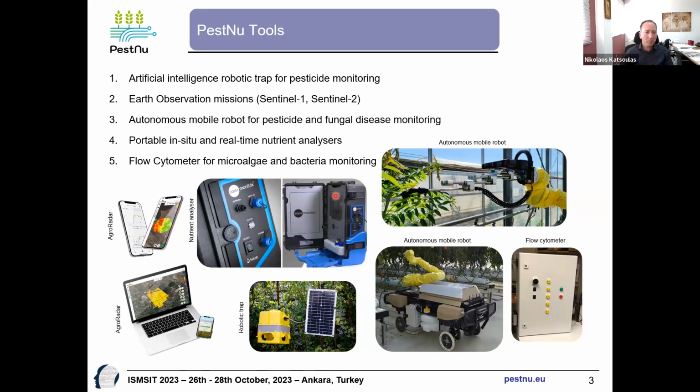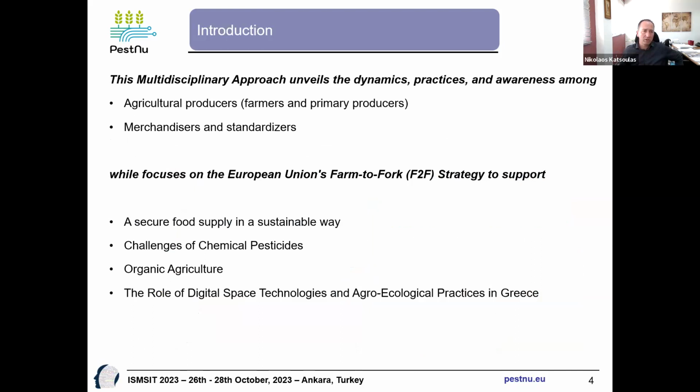Also, the aquaponic and hydroponic systems are equipped with online portable nutrient analyzers, in order to perform real-time nutrient solution analysis, and then give this information to the growers on how to manage the hydroponic nutrient solution that is used in their farm. Finally, another technology that is used is the development of a flow cytometer for microalgae and bacteria monitoring. And this is also connected with the system that we are developing and testing for the production of microalgae using the drainage solution from the hydroponic systems that are used in the frame of the project.